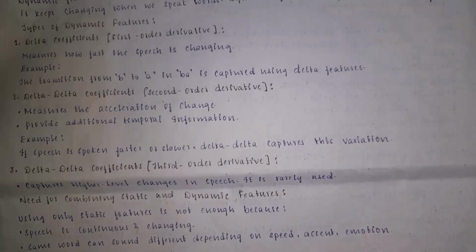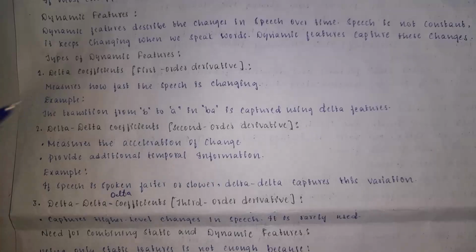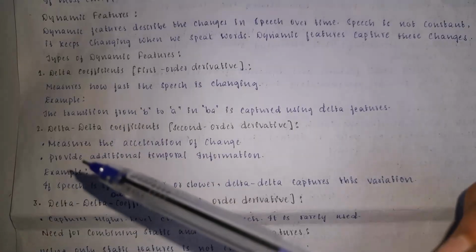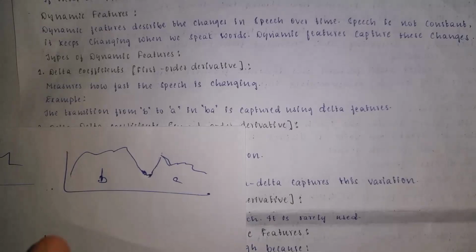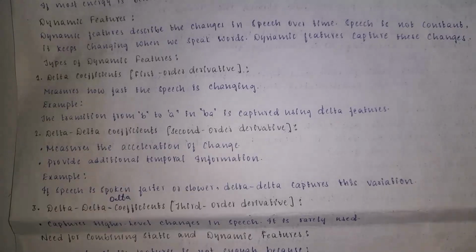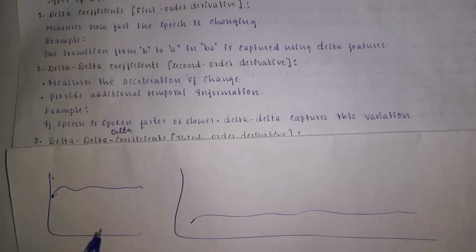There are various types of dynamic features. And the first one is delta coefficients. We also call it the first order derivative. For example, whenever I speak BA, the transition from B to A is captured by using delta coefficients. So delta coefficients will measure how fast speech is changing. And the second one is delta-delta coefficients. We also call it the second order derivative. Thus delta-delta coefficients can measure more changes. They can provide additional temporal information when compared to delta coefficients. For example, if speech is spoken faster or slower, then delta-delta coefficients can capture this variation. They can easily capture faster and slower speech.